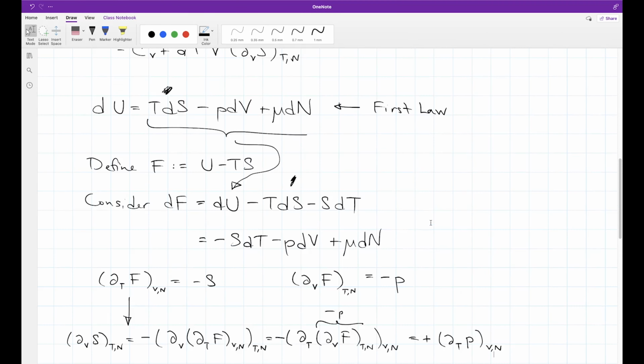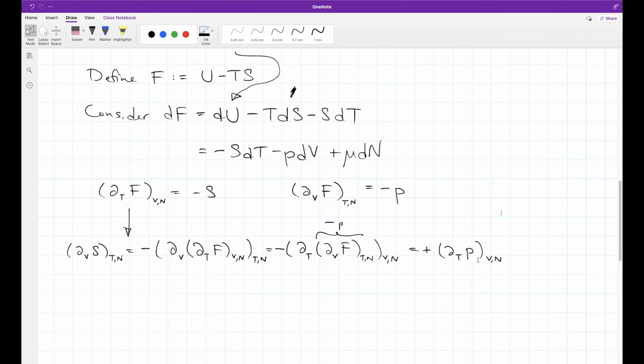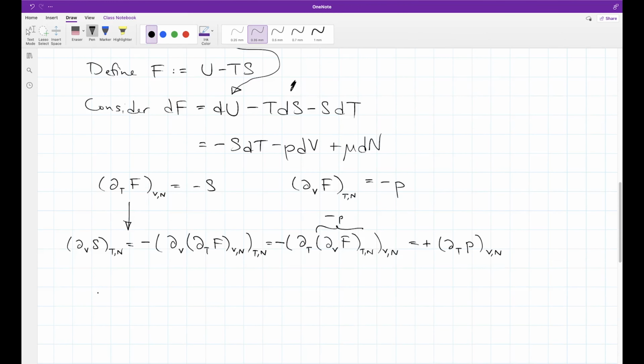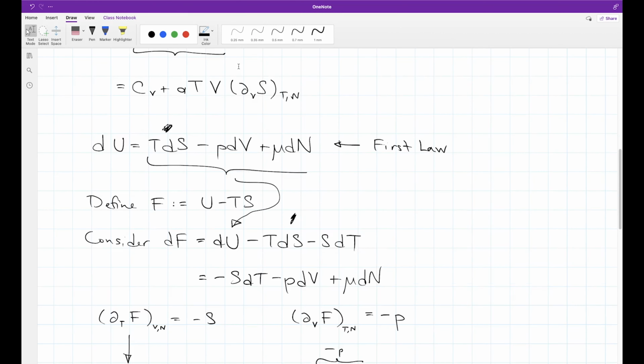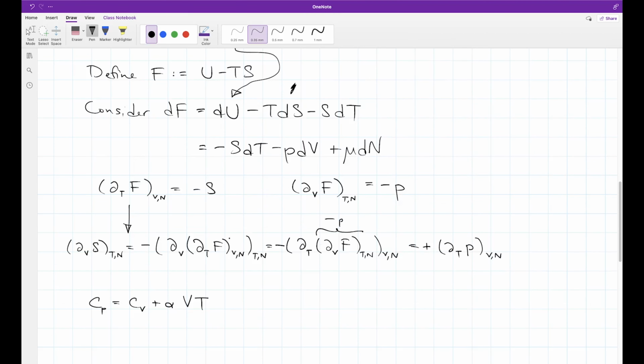Excellent. Okay, the reason that that was useful is that V, T, and P are much more useful quantities to work with when we're doing actual measurements than S is. S is pretty hard to access. Let's rewrite our heat capacity ratio statement here. So we have Cp is equal to Cv plus alpha V T, and then it was just times this quantity. So we're going to replace that quantity using the line that we just proved with partial T of P fixing V and N.